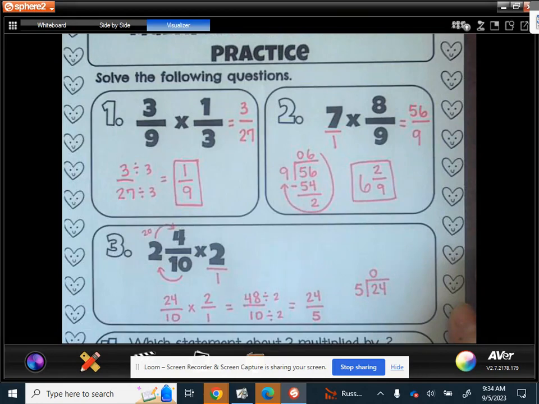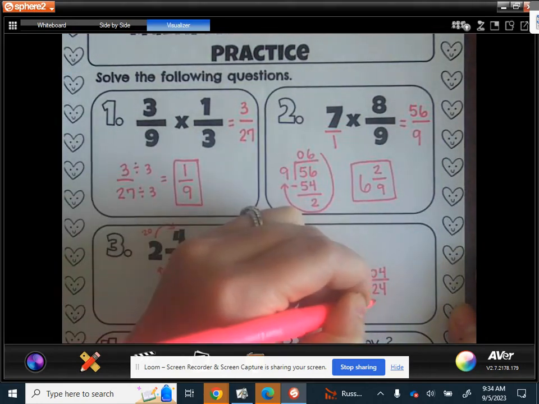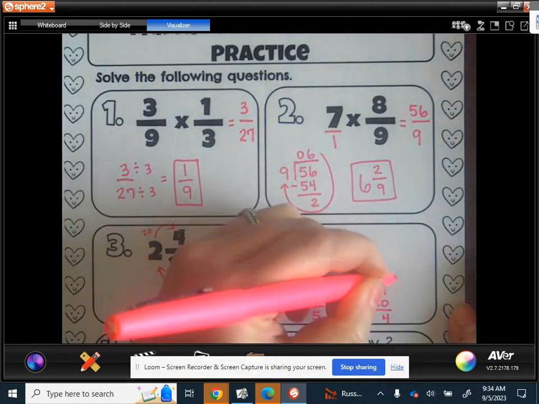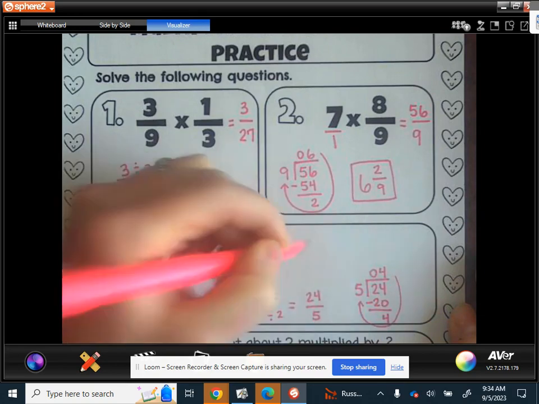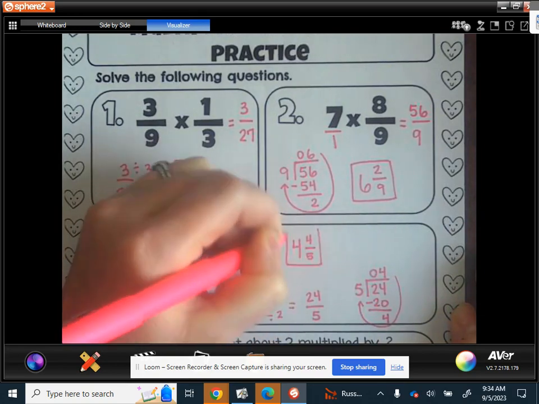5 doesn't go into 2, but it goes into 24 4 times. 5 times 4 is 20. We subtract and get 4. So that's going to give us an answer of 4 and 4/5. It's now simplified and it's not improper.